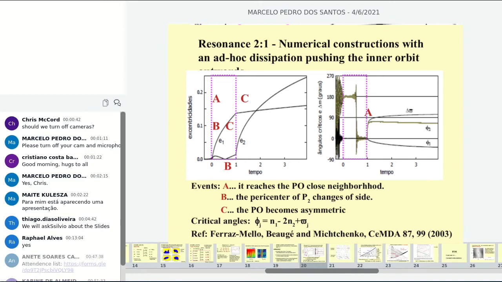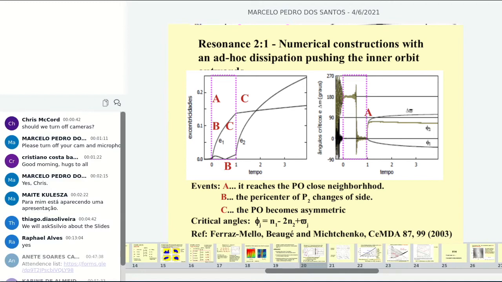I continue squeezing. One of them switches positions. You see, between zero and one, at the middle of the interval more or less, the one that was at 180 jumps to zero. So the two orbits now have the pericenters on the same side. And this goes up to the time t equal to 1.